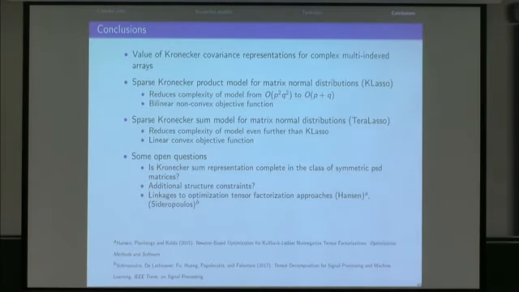All right, so let me just conclude with a few comments. The sparse Kronecker product model reduces the complexity to basically a linear p plus q, as opposed to the nonlinear p squared plus q squared, if you incorporate sparsity.